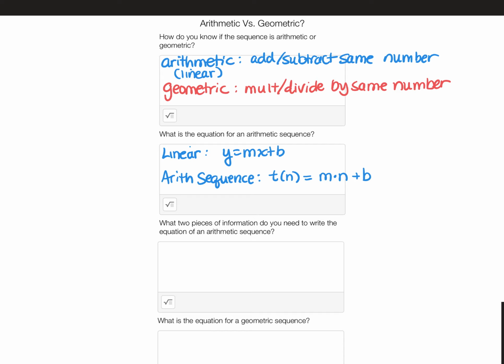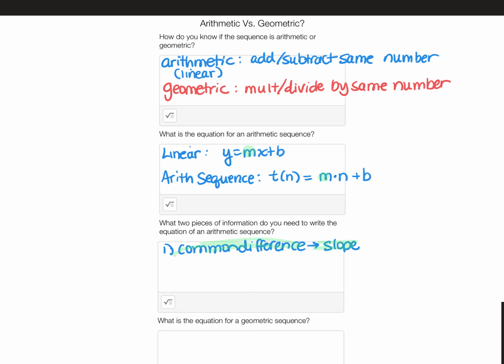What are the two pieces of information that we need in order to write the equation of an arithmetic sequence? Well, you need to know what you're adding. We call that our common difference, and your common difference is exactly the same thing as your slope. In your equation, your common difference is going to go where m is.